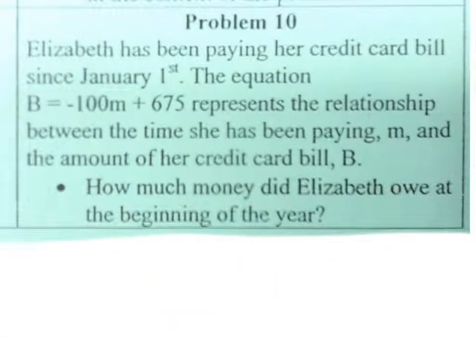And problem 10. Elizabeth is paying a credit card bill according to the equation, so that's how much is on her bill still, minusing 100, I'm guessing every month. How much money did Elizabeth owe at the beginning of the year? Well, she hasn't paid anything yet at the beginning of the year, so that m part's not there anymore, because m is 0, so negative 100 times m is 0. So you just get $675.